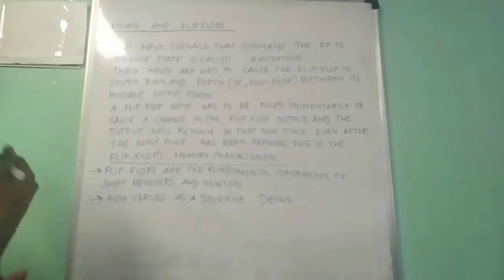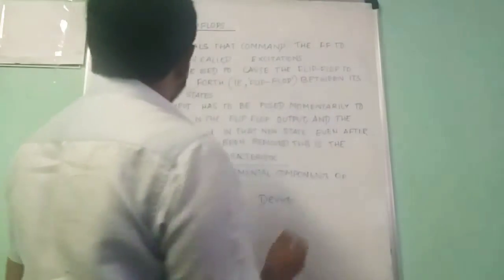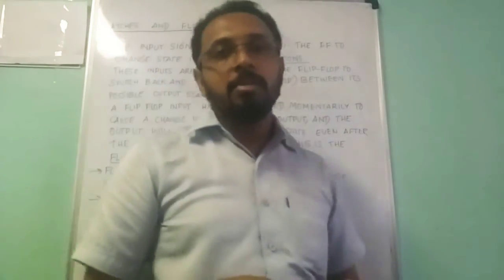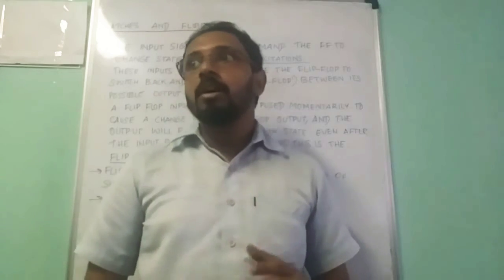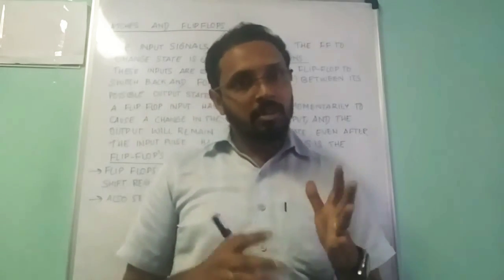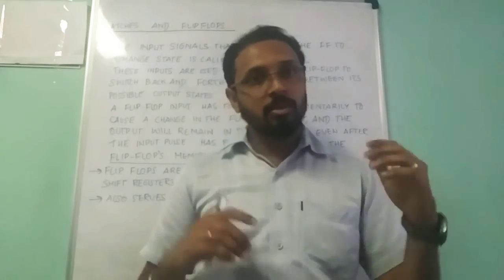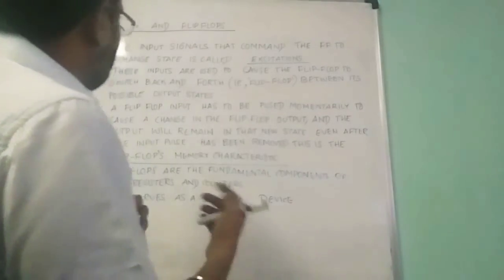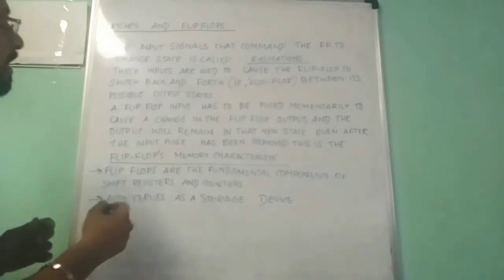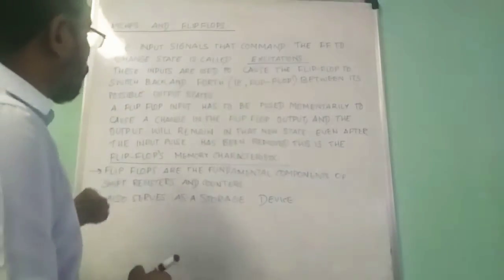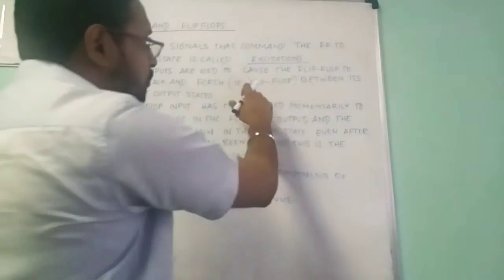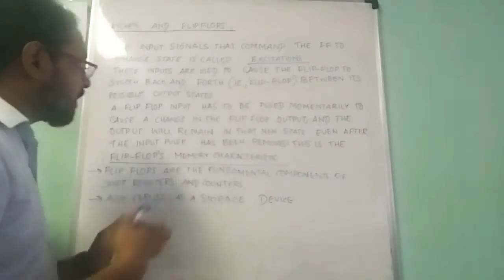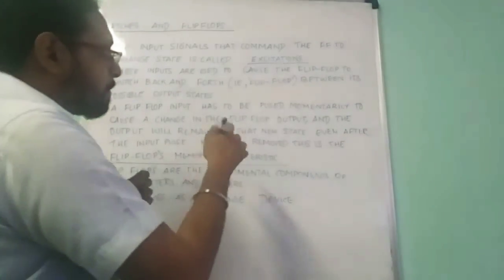The input signals that command the flip-flop to change state are called excitations. Actually, excitation can also be considered as a trigger. Trigger means, when a particular device is in a particular state, a trigger or excitation causes the output to change. These inputs are used to cause the flip-flop to switch back and forth, hence the name flip-flop, between its possible output states, either 0 state or 1 state. Okay, can be changed.